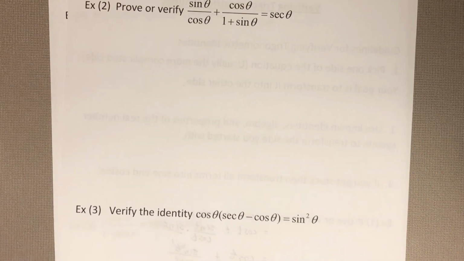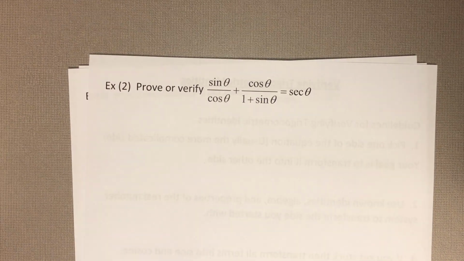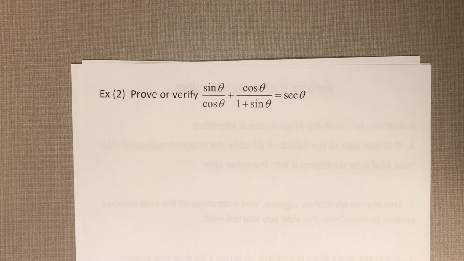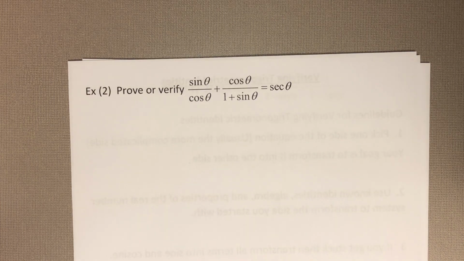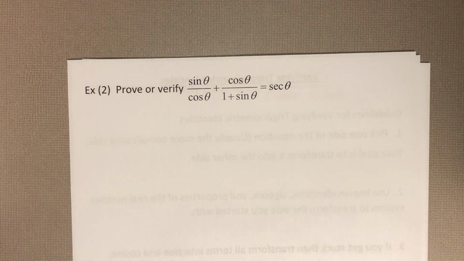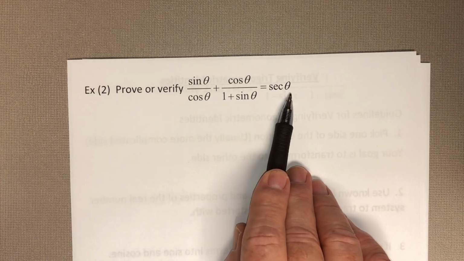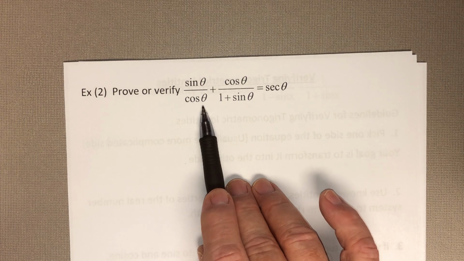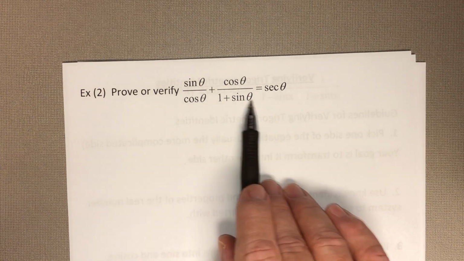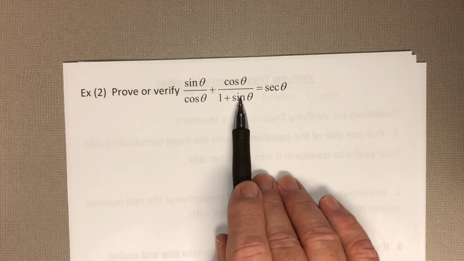Number 2, we're going to prove that the sine of theta divided by the cosine of theta plus the cosine of theta divided by 1 plus the sine of theta is equal to the secant of theta. Well, what I would like to do first would be to get a common denominator, because I'm looking over there, there's only one term, and there's two over here. So I'm going to get a common denominator, and it would be the product of these two denominators.